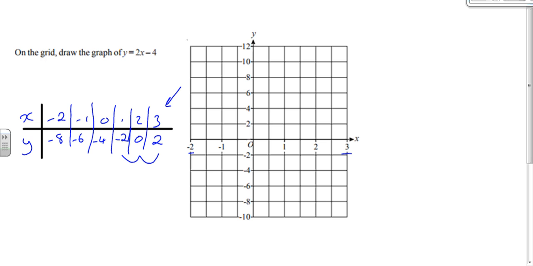Now if we go across by 3, up by 2, that's that point. Go across by 2, up by 0, it's this point. 1, minus 2 is this point. 0, minus 4 is down here. Minus 1, minus 6, minus 2, minus 8. And then, as before, we join up with a nice straight line, going through all the points. And voila, we've got our line.